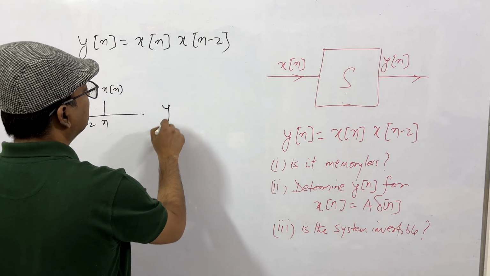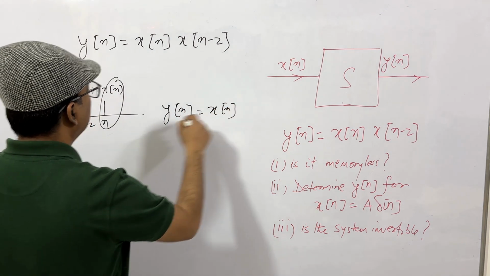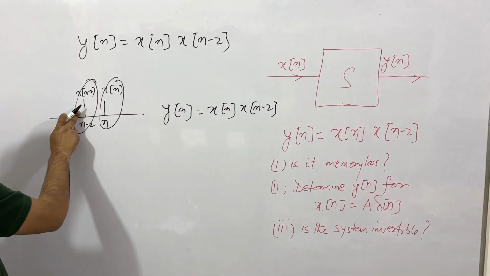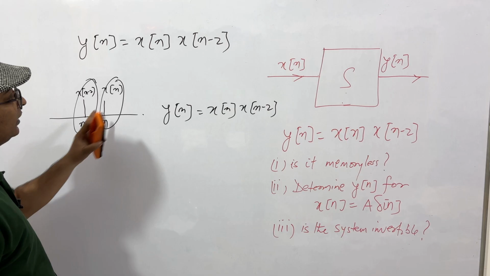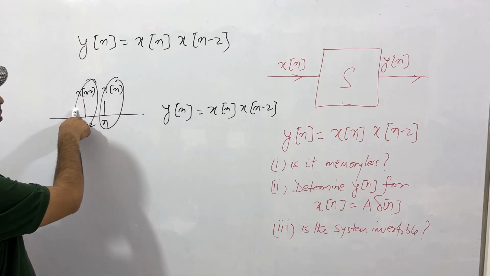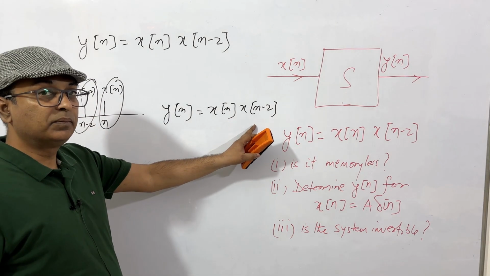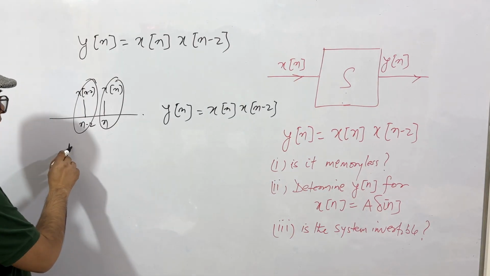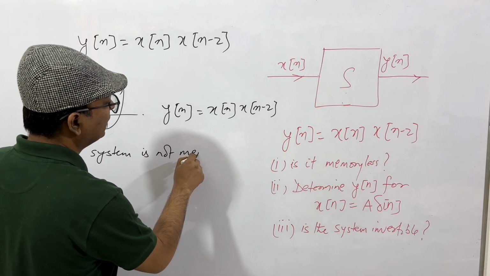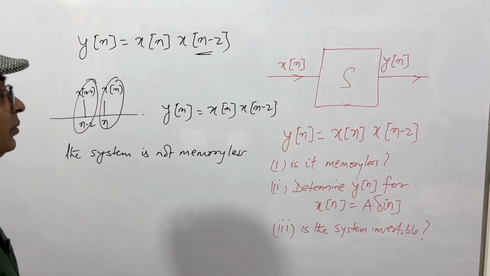The output is dependent on this value and this value, the product of these two values. This is a previous value, not the current value. x[n] means at n equal to 0, the value at n equal to 0. But this is at n equal to minus 2 also. So it is the product of this with the previous value. Undoubtedly, it needs memory. So the system is not memoryless. Okay, the first part is very clear. You can just look at this part and understand that this is not memoryless.